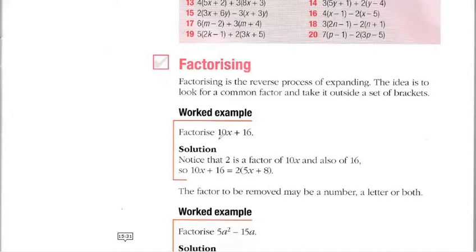Example, factorize 10x plus 16. Now, we have two terms. This is the first term. This is the second term. 10, it's 2 times 5. 16, we can say it's 2 times 8. We have also x here, but this term, it's only constant number. So the common factor between them, it's only 2 here. So take 2 out.